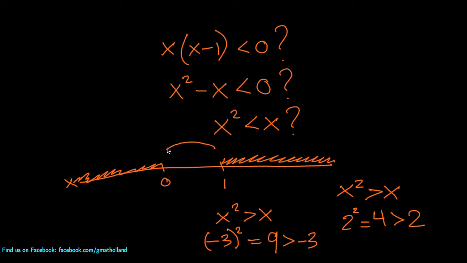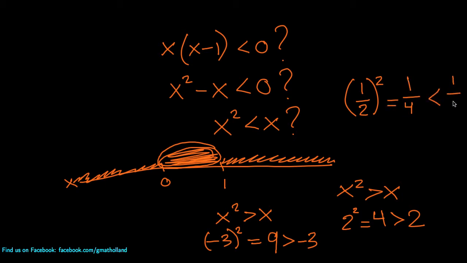Now, only if x is here, that is between 0 and 1, in that case x squared is going to be smaller than x. Because if x is between 0 and 1, x is going to be a fraction, for example, a half. And a half squared is 1/4, which is indeed smaller than the initial x, which was a half.